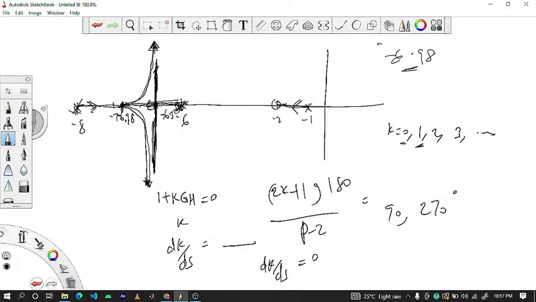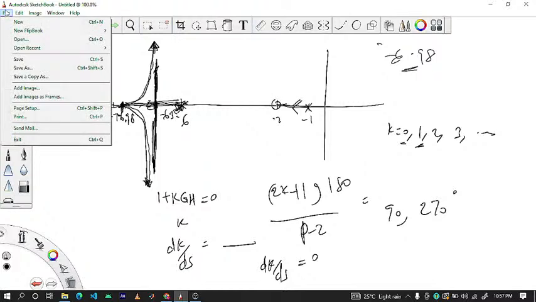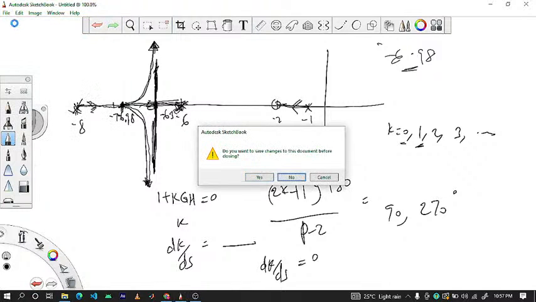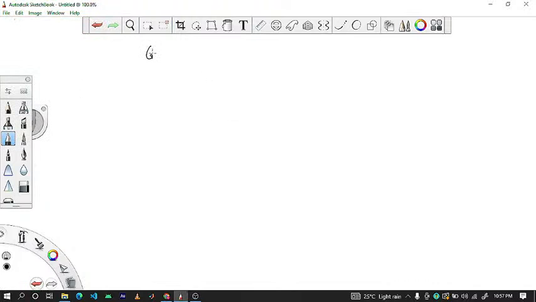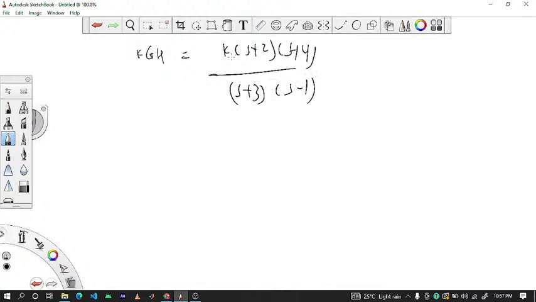Now you must know that if we have the same number of poles and zeros, for example, let's say my open loop transfer function, KGH, is K(s+2)(s+4) over (s+3)(s-1). I have something like this, right? Here, let's go through the procedure. First one, our loci is the maximum of the number of poles and number of zeros. So here there are 2 poles and 2 zeros. So my loci is 2.